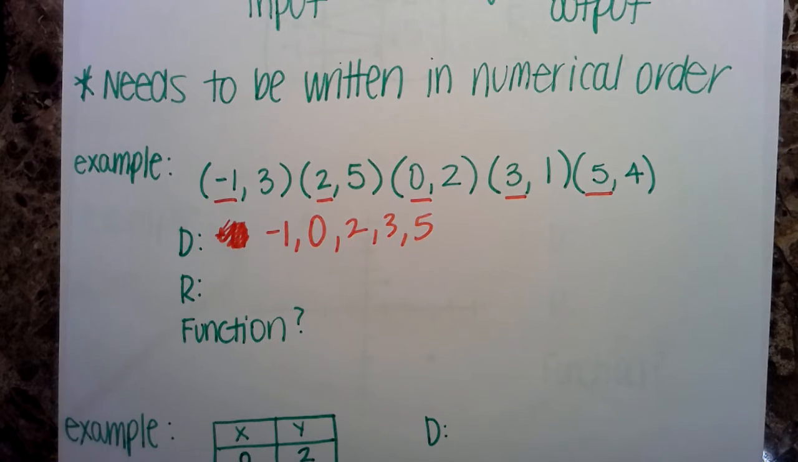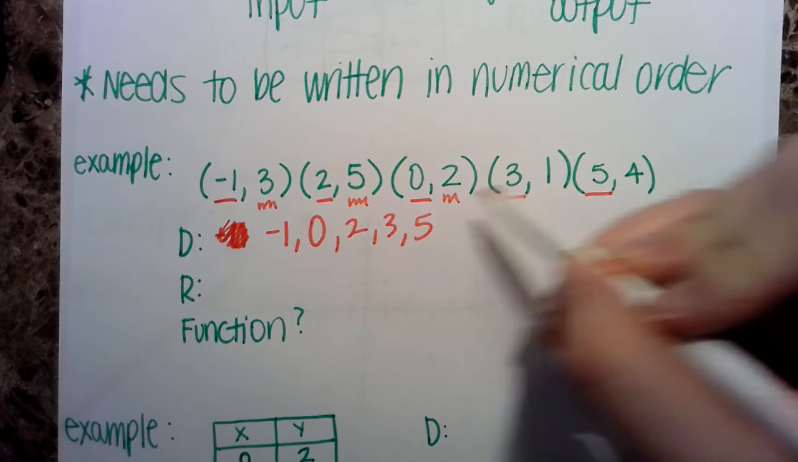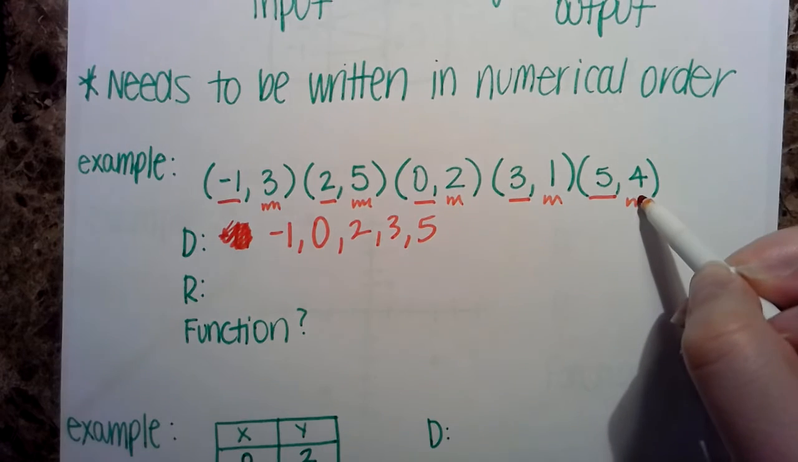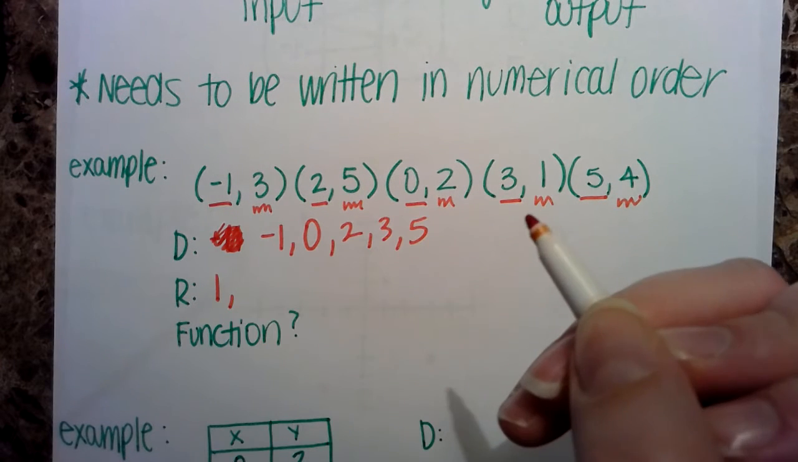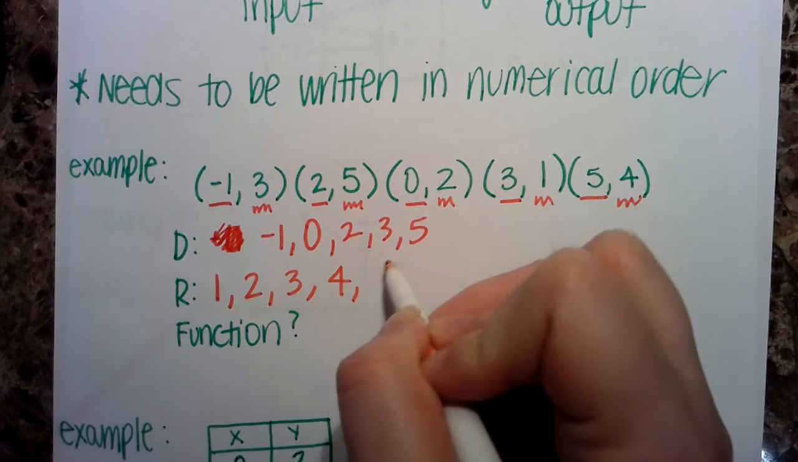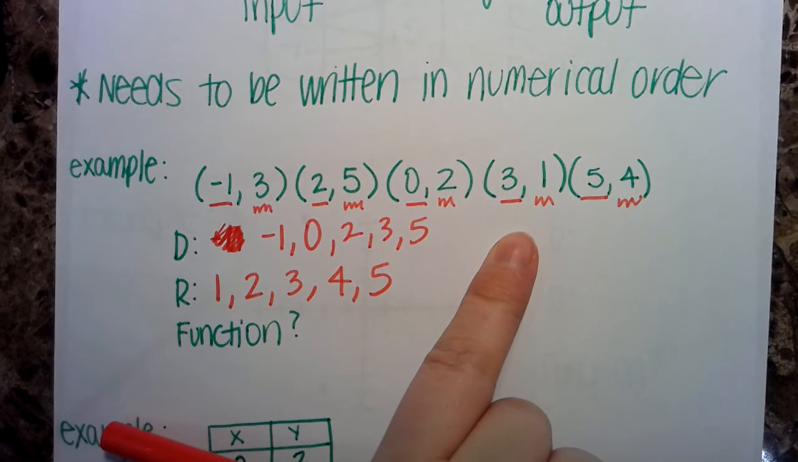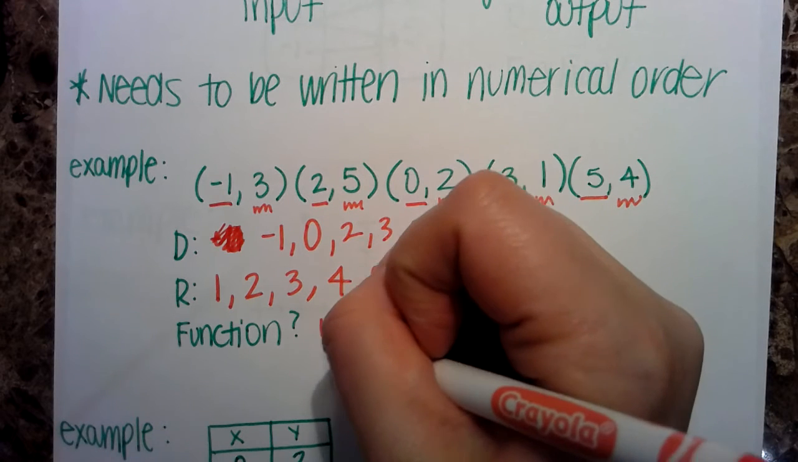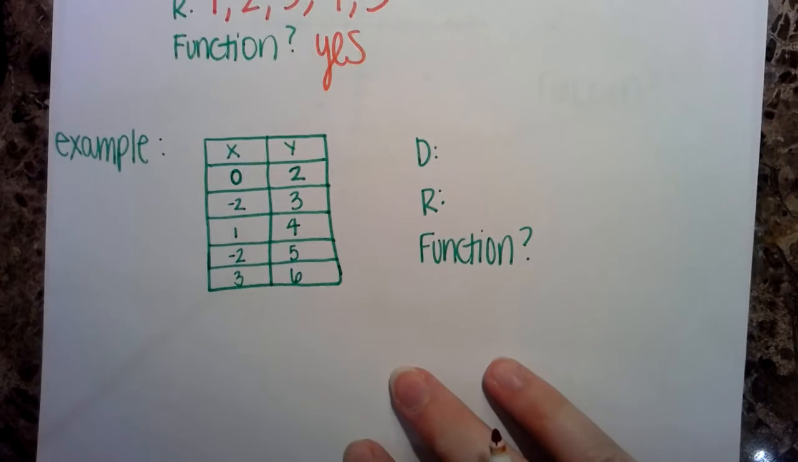But then the range is all your Y values. So it's going to be 3, 5, 2, 1, 4. So I'm going to put that in order. So I have 1, 2, 3, 4, 5. Because my domain does not repeat at all, this is going to be a function. So this is yes.